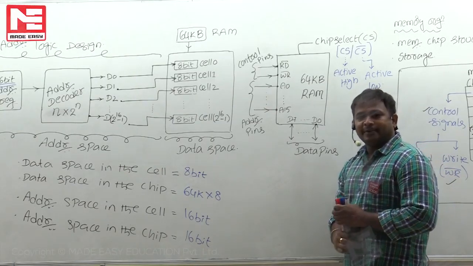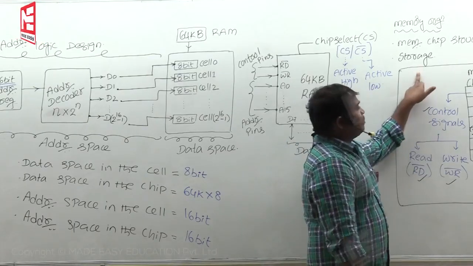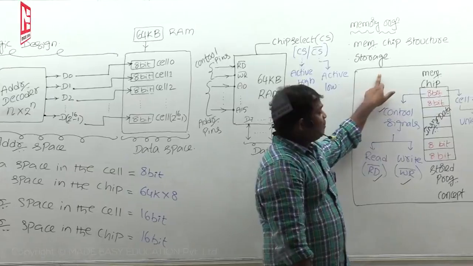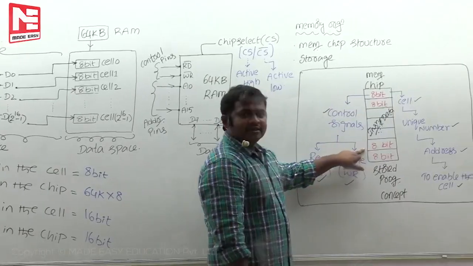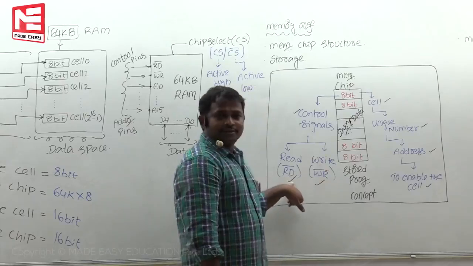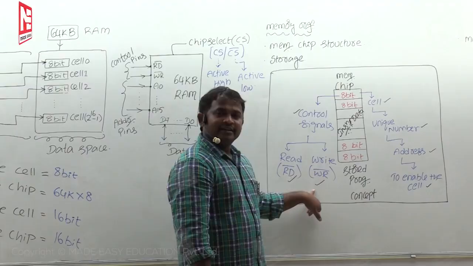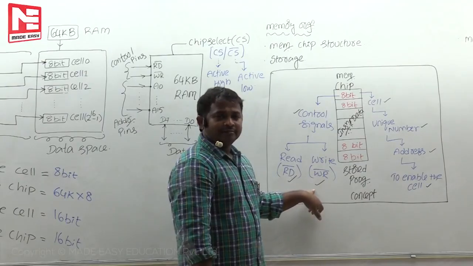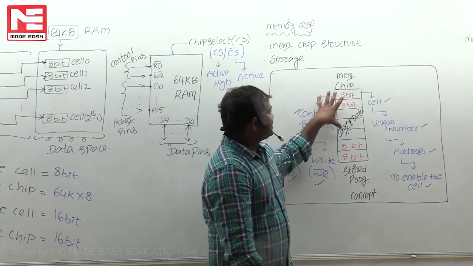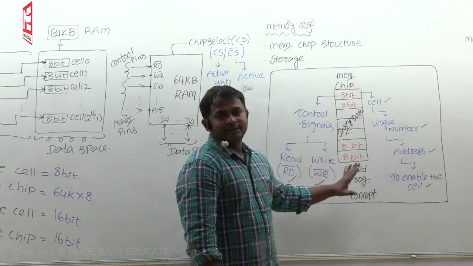Let's have a recap of the memory chip. Listen carefully. This is the memory organization. The memory chip is divided into cells. Every cell is an addressable unit. Every cell recognizes two control signals, read signal and write signal, to read or write the information from the memory chip. Inside the memory cell, 8-bit storage space is by default present.